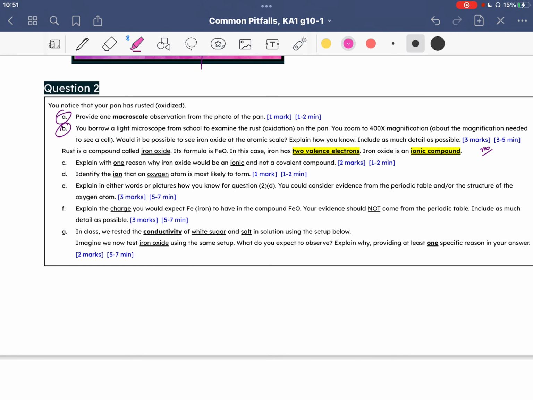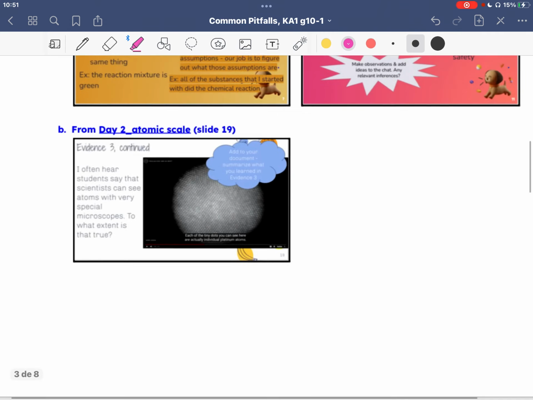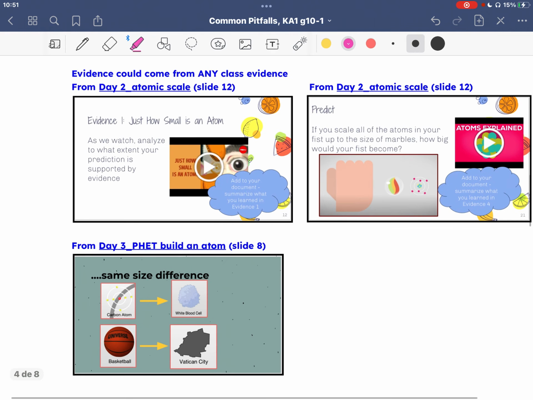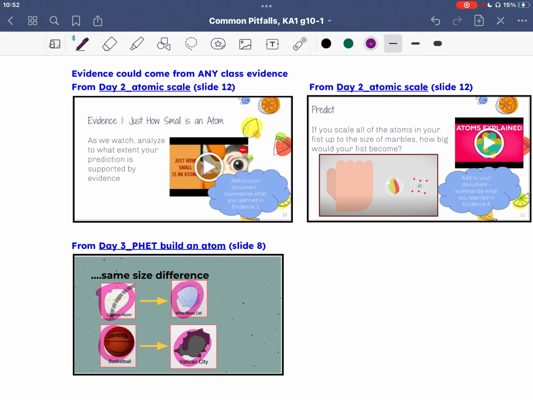You could have focused on this idea of light microscope. We know that only electron scanning microscopes can see atoms. And even then, they only see the vaguest outline. You could have focused on the idea that this is the right size for a cell. Remember, we talked about this, that an atom and a cell had the same size difference as a basketball and Vatican City. So atoms and cells, some of you mentioned atoms are smaller than cells.